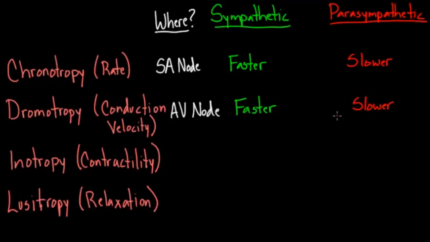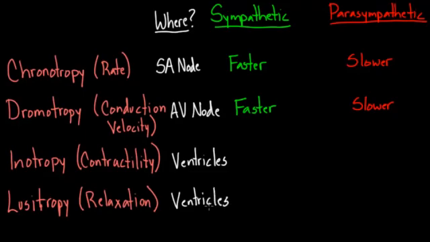Now, what about these last two, inotropy and lusitropy? Well, both have to do with the ventricles, right? Contractility and the force of contraction. And then relaxation is how quickly the ventricles are relaxing. So I'm going to write for both of them ventricles. And I'm putting both ventricles, left and right, because it's not just one or the other. Same rules apply in both sides.